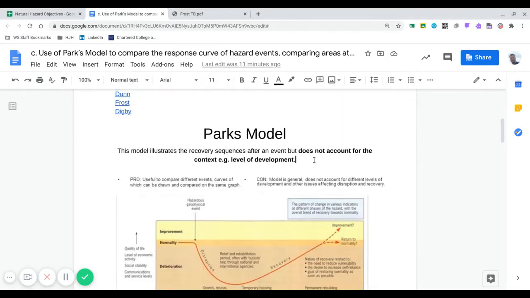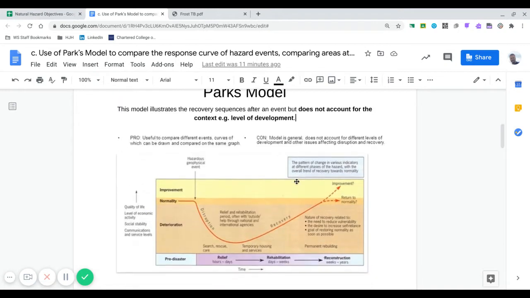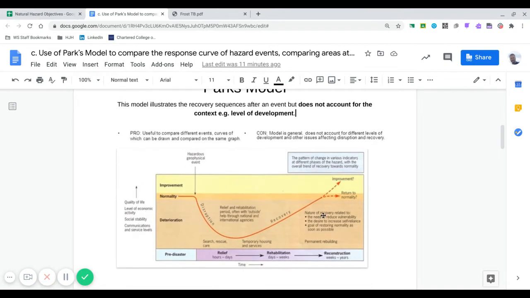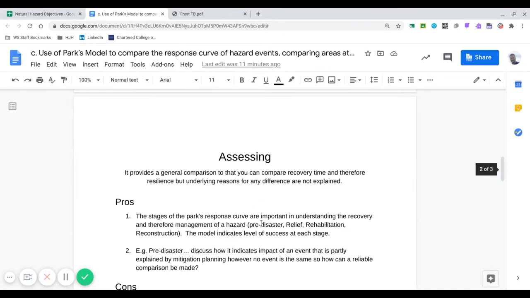So the Park model itself illustrates the recovery sequence after an event, but it does not account for the context and really explain things like the role of level of development, but it does indicate that. So as a key overview, if you put several events on a graph like this, you could quickly see the level of disruption, how quickly the relief reduced the disruption, the rehabilitation, and then reconstruction, how effective all that was. And you could simply conclude that one country had done better than another in terms of its management. But that misses a lot of the detail. So what we've got to do is think about how you might assess that.